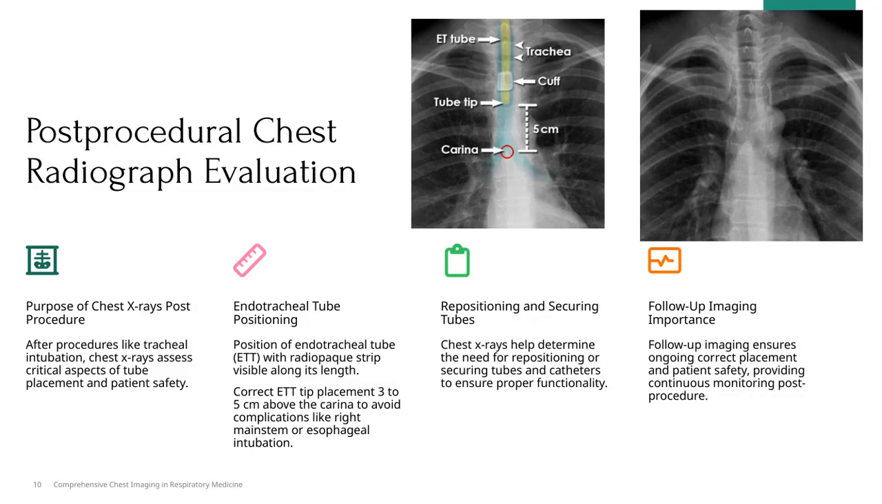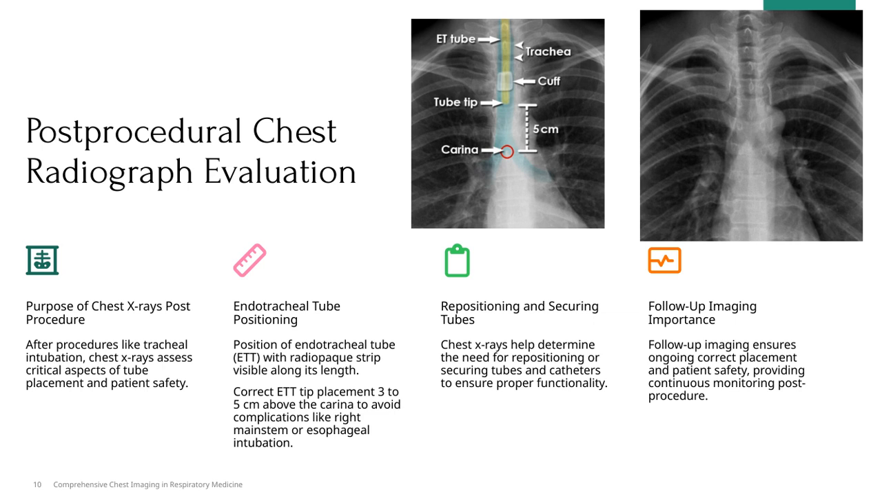Now, let's discuss post-procedural chest radiograph evaluation, specifically focusing on endotracheal tube positioning. When we look at these X-rays, you'll notice the radiopaque strip along the tube, which helps us visualize its exact location inside the airway. It's crucial that the tip of the endotracheal tube is placed about 3 to 5 centimeters above the carina, the point where the trachea splits into the bronchi.